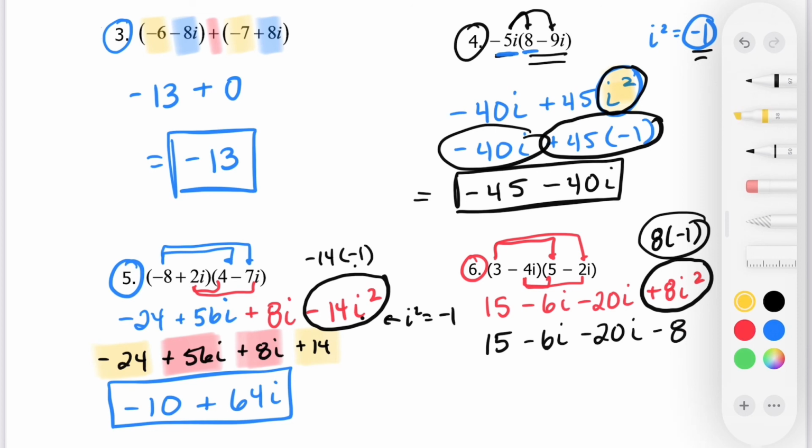So again, we're back to combining the real parts together. So 15 plus negative 8, or 15 minus 8, is positive 7. And then we're going to combine the imaginary parts together. So negative 6i and negative 20i is negative 26i.